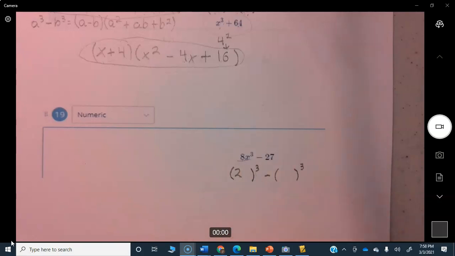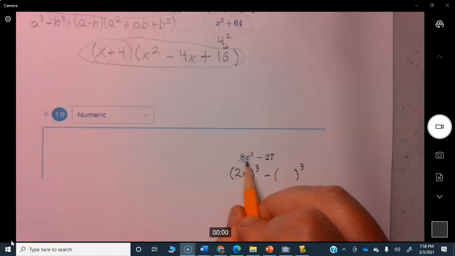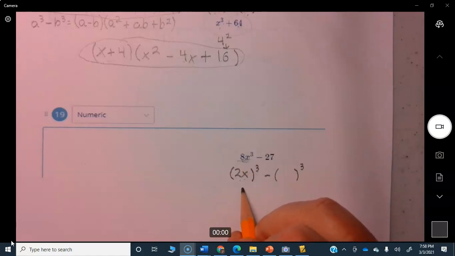That's 2 to the third power. Now what do you multiply, or what do you raise to the third power to get x to the third? And that one's kind of obvious, it's x. So 2x, all raised to the third, that's going to be the 8, and that's going to be the x to the third, so that's that. So that's going to be the a.